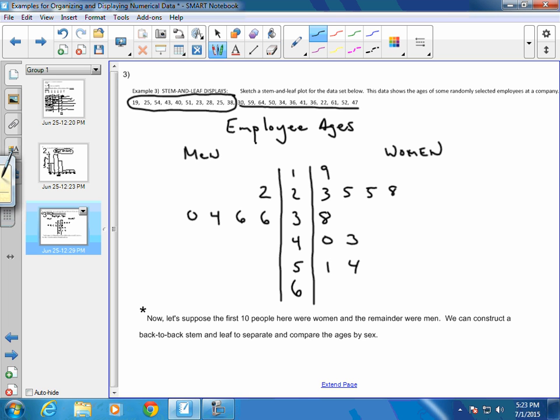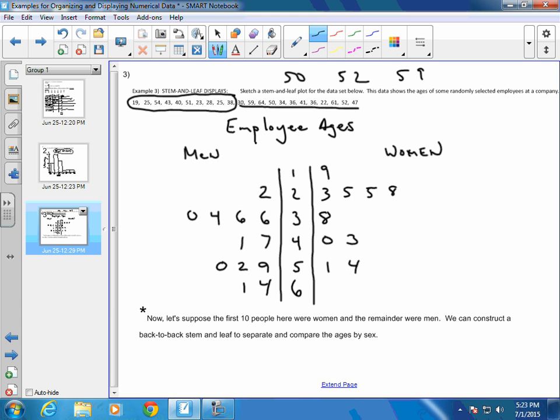Alright, so let's do the same thing with the 40s. I'm only seeing a 41 and a 47, so that's pretty easy. 47, 41. Alright, with the 50s, we got, let's see, a 50 and a 59, and then, oops, also a 52. So 9, 2, 0, and both of the 60s are the men.